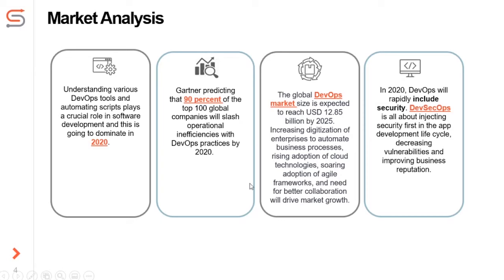And in 2020, DevOps will also rapidly include security. DevSecOps is all about injecting security in the application development life cycle so that you can decrease your vulnerabilities and improve your business reputation.